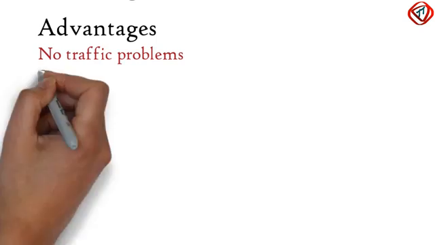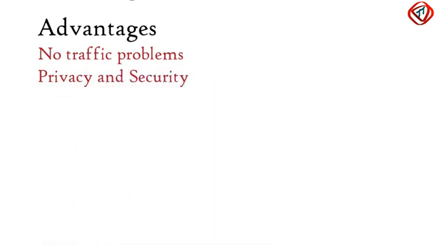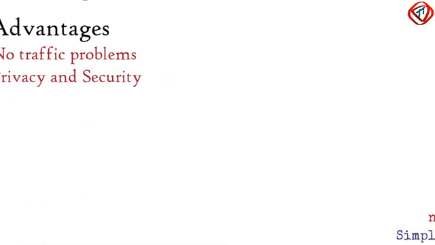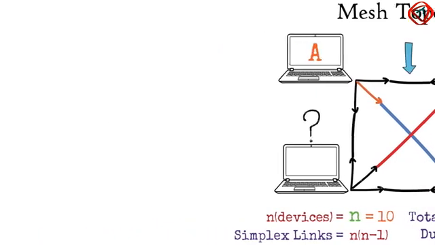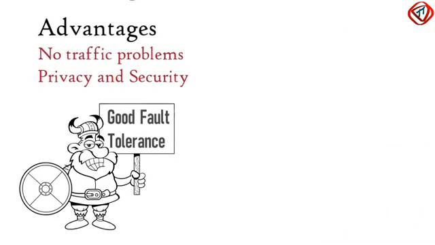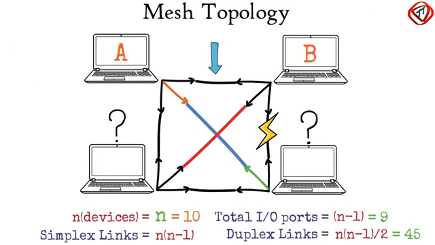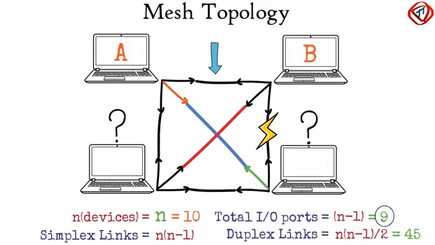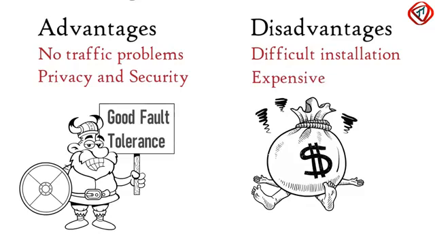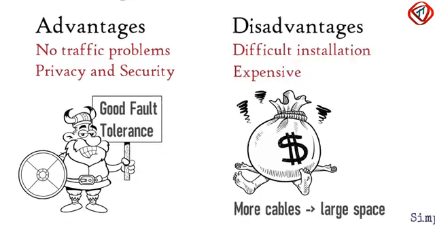The dedicated point-to-point link maintains privacy and security of the messages shared between two devices because other computers cannot hear what computer A is saying to computer B. If one link fails, it does not affect the whole network, that is good fault tolerance. Since each device is connected to every device, installation is difficult. Multiple input-output ports and a large number of cables increase the cost and make it expensive. More cables in mesh topology consume large space too.